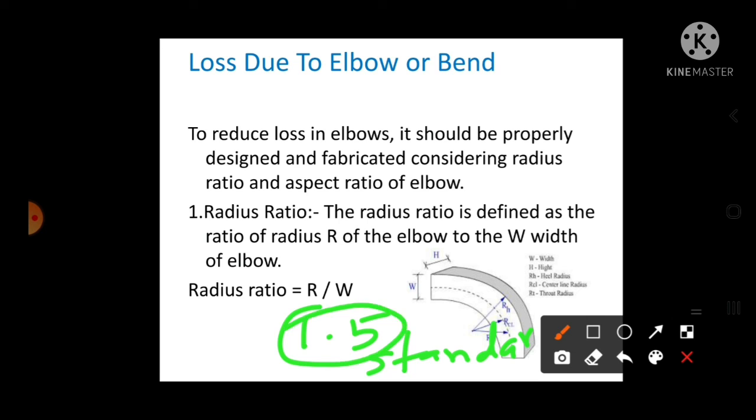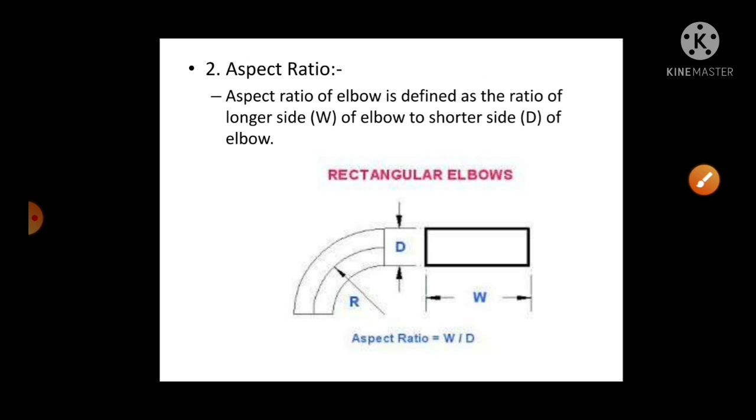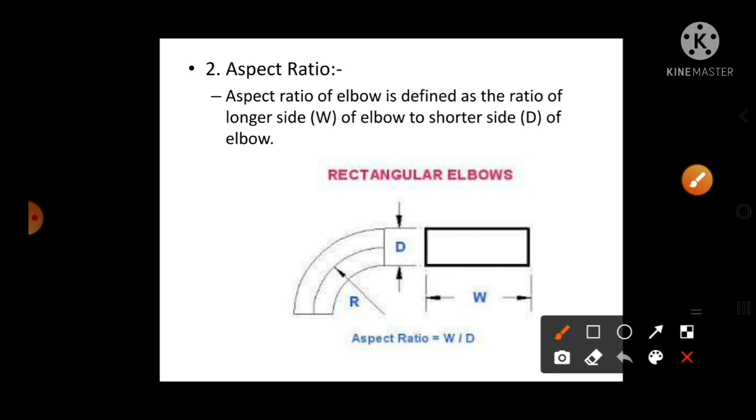So the radius ratio is to be designed as 1.5. Now next is aspect ratio. The aspect ratio of an elbow is defined as the ratio of the larger side of the duct to the shorter side of the elbow. This is the larger side of the duct, this is a rectangular duct, and this is the shorter side of the duct. Aspect ratio is larger side divided by shorter side, that is W/D.